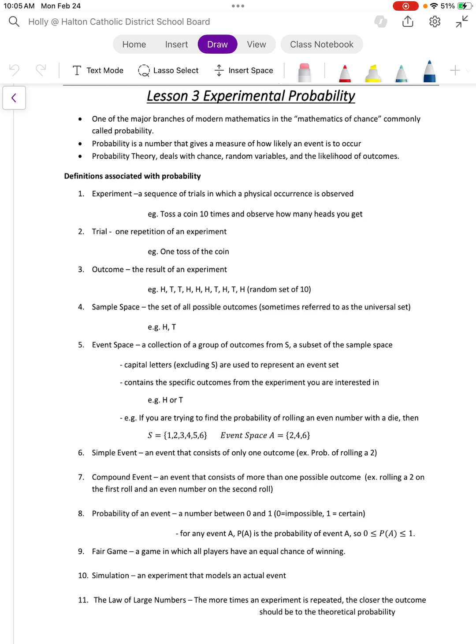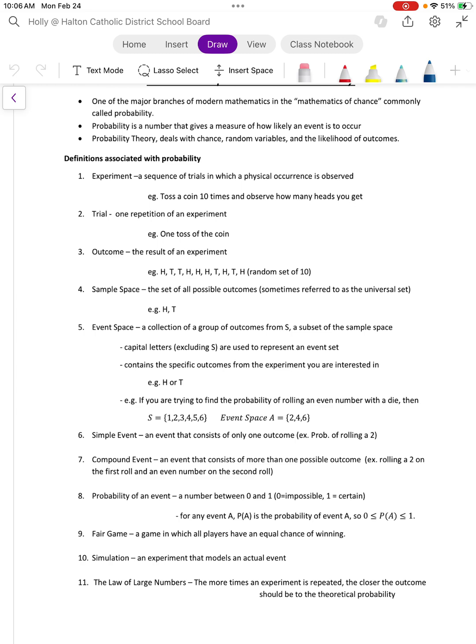The outcomes are the results of your experiment. So if I toss a coin, one trial is one toss. If I do 10 tosses, that's 10 trials, and that's my experiment here. And you can see here, when I toss a coin, the possible outcomes are either heads or tails. The sample space is the set of all possible outcomes, sometimes referred to as the universal set. You saw in the last lesson, we used the S or the U to represent the sample set. The possible outcomes are heads or tails.